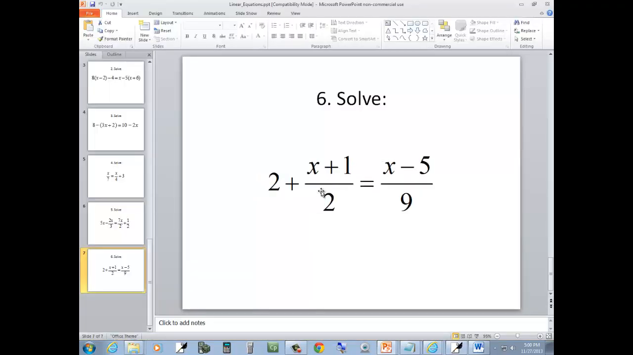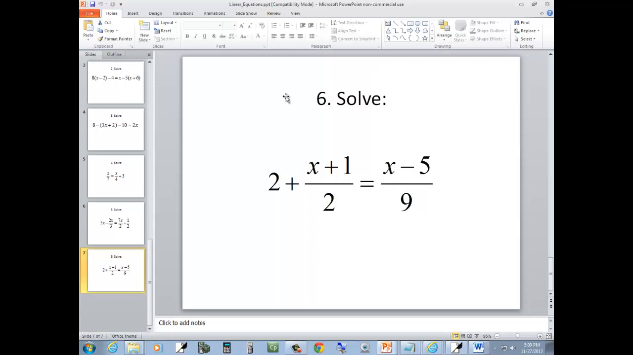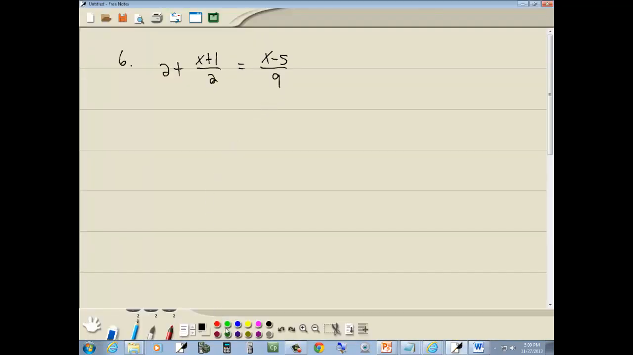Let's take a look at our last example. We got 2 plus x plus 1 over 2 equals x minus 5 over 9. Okay, first step, get rid of parentheses. Don't have any. Second step, get rid of fractions. Multiply everything by the LCM of all your denominators. I got 2 and 9. My LCM would be 18.